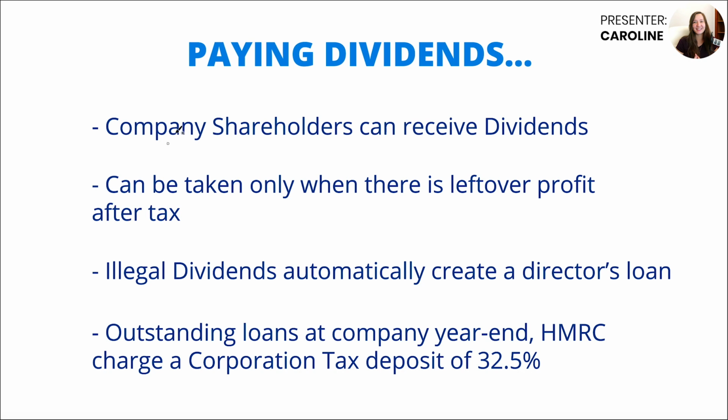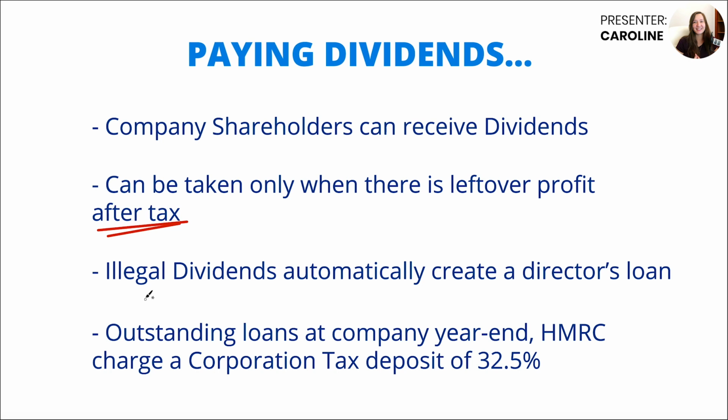Okay, moving on to paying dividends. So company shareholders, like I said before, can receive dividends from the available profit. So these can only be taken when there's leftover profit after tax. And this is what I mean by available profit. So it has to be after all company liabilities have been taken into account, and whatever's left over is then eligible to be declared as a dividend.